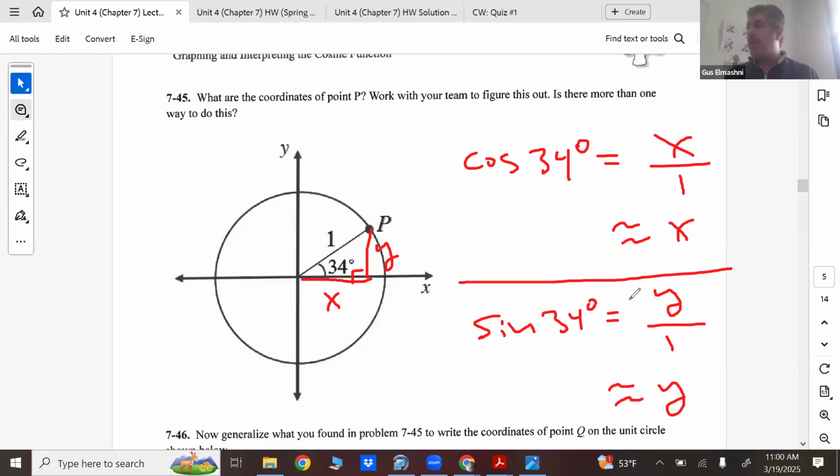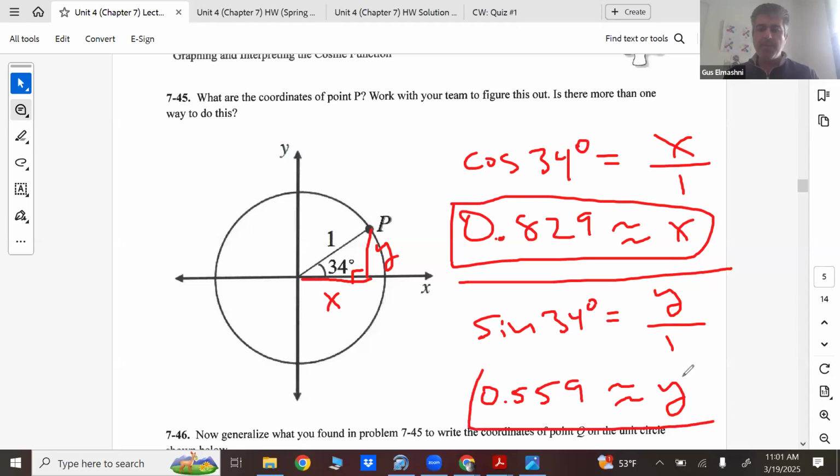It's going to be a nasty decimal, because 34 is not one that has a nice ratio like 30, 60, 90 or 45, 45, 90. So that's why it's an approximation. We cannot get that precisely. Sine 34 will be 0.559.